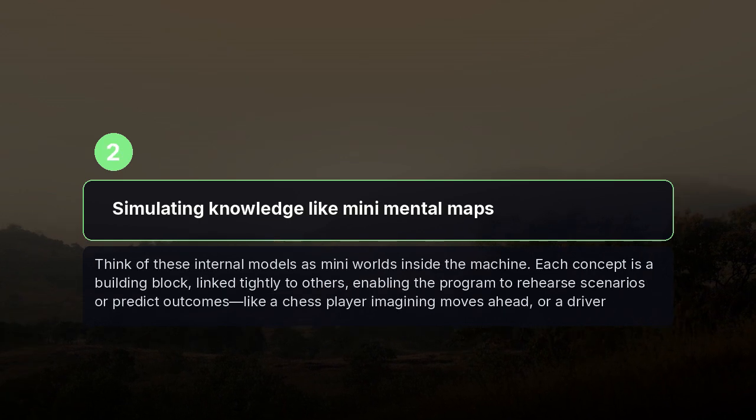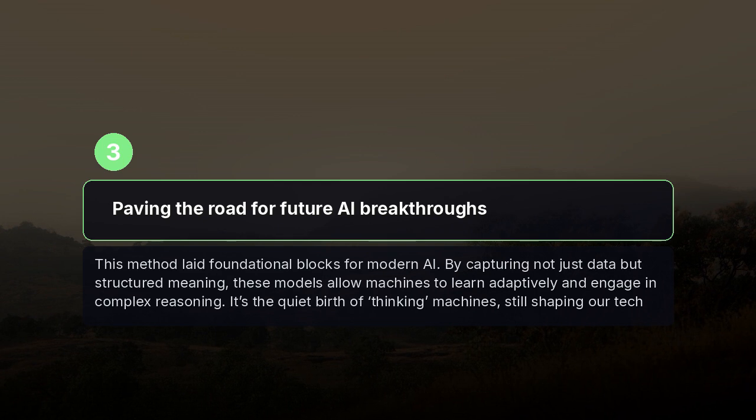Think of these internal models as mini worlds inside the machine. Each concept is a building block, linked tightly to others, enabling the program to rehearse scenarios or predict outcomes, like a chess player imagining moves ahead or a driver visualizing a route before starting. This method laid foundational blocks for modern AI. By capturing not just data but structured meaning, these models allow machines to learn adaptively and engage in complex reasoning. It's the quiet birth of thinking machines, still shaping our tech today.